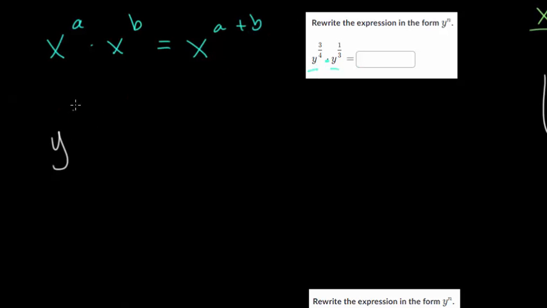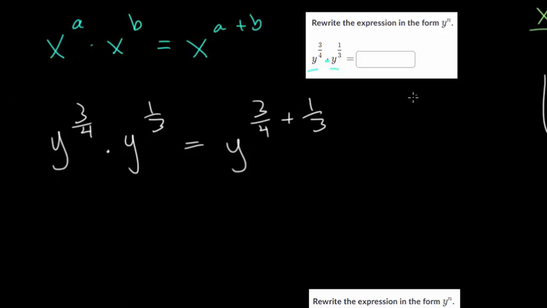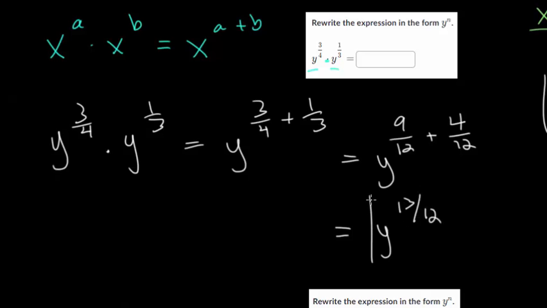So let's rewrite it. We have y to the 3/4 times y to the 1/3. And since they have the same base, we can add the exponents. So this is y to the 3/4 plus 1/3. And we'll need a common denominator. So we can use 12 as our denominator. And for this first fraction, multiply top and bottom by 3, so you get 9/12. For the second fraction, multiply top and bottom by 4, you get 4/12. And adding those together, you get y to the 13/12. And this will be our final simplified answer here.